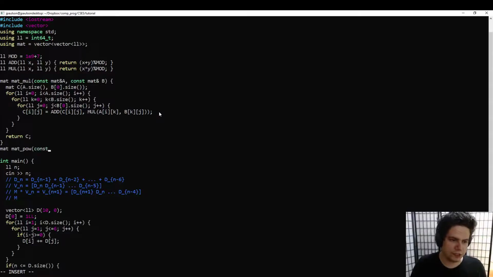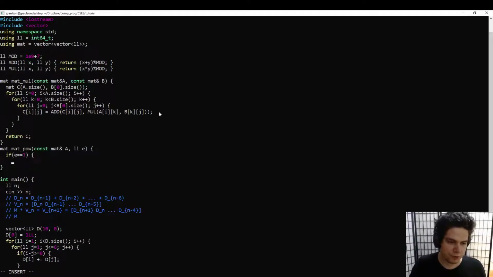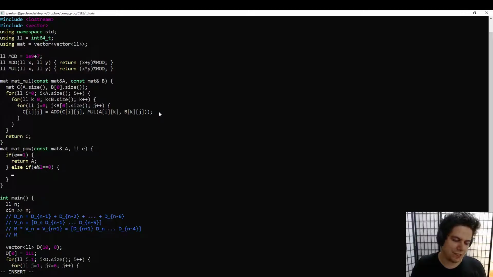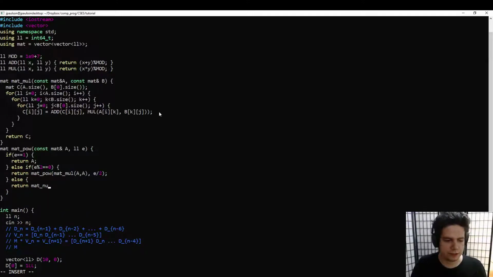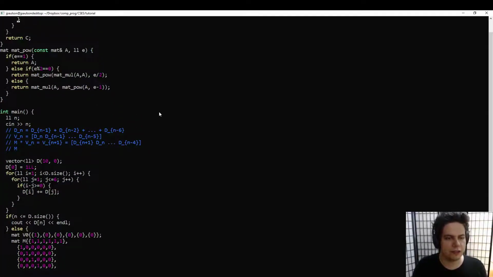The exponentiation is actually straightforward by comparison. Once you have multiplication, it's quite easy. But again, this is where the magic happens: if the exponent is even, then we can take a squared to the e over 2, and otherwise we just pull off an a. Right, this is the obvious definition of exponentiation. But the point is that this runs in log time.